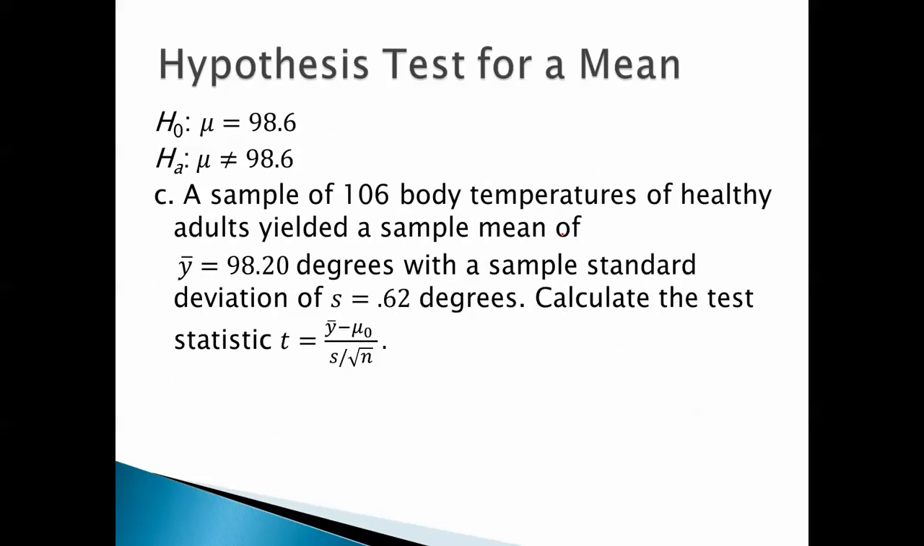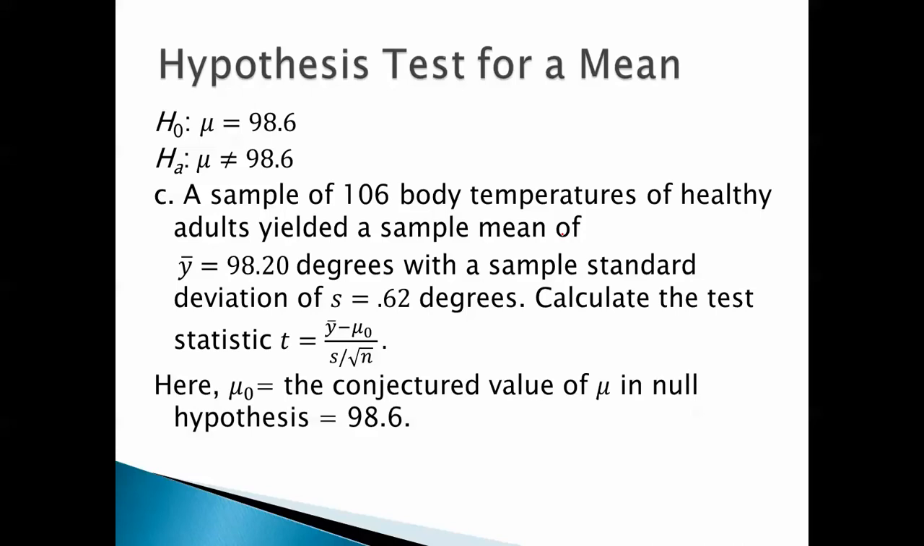Okay, so here are our null and alternative hypotheses. A sample of 106 body temperatures of healthy adults yielded a sample mean of y bar equals 98.2 degrees with a sample standard deviation of s equals 0.62 degrees. Calculate the test statistic, t. Okay, so t is y bar minus mu0 over s over square root n. Recall that mu0 is the conjectured value of mu in the null hypothesis. So in this case, that's our mu0, and that's what we plug in here for mu0.